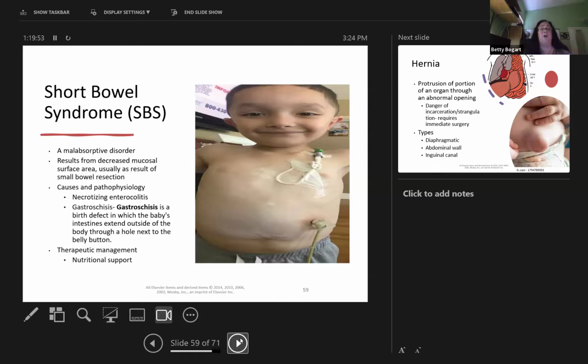So what is our big concern with short bowel syndrome? Nutrition. They're not absorbing. If you see this child, they have a Broviac. They usually get a Broviac at night with hyperal and lipids. They also have a gastrostomy tube, and we will give feedings there. We're trying to give the most nutritional support that we can. And that gastroschisis is like the omphalocele. Again, it's something born on the outside of the body.